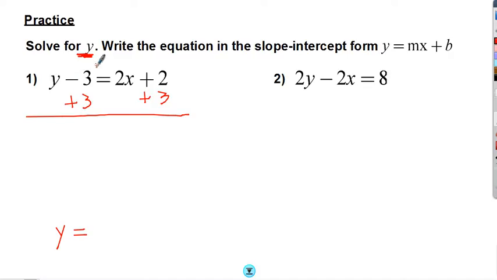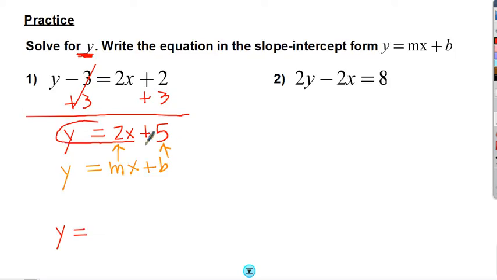And negative 3 plus 3 cancels out. So you only have y on the left side and 2x. And then 2 plus 3 is 5, so 2x plus 5. And if you see, we solved for y, and it is in y equals mx plus b form. And here m is 2, and the y-intercept b would be 5. Alright, so let's circle the answer.